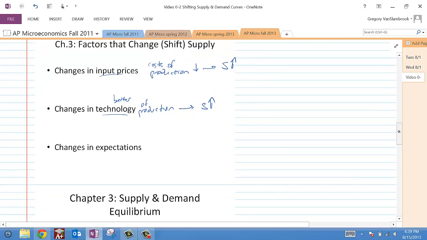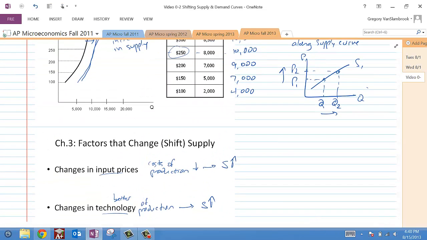And then you've got an expectations factor in terms of future prices with supply. If suppliers or potential suppliers expect the future price to rise, then they're likely to want to wait until the price rises to sell, maybe just hold on to this good for a little longer. So we'd say the supply now would decrease if we expect the price in the future to rise. So there are our main factors that shift supply.